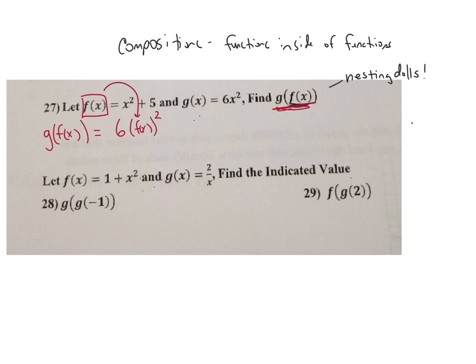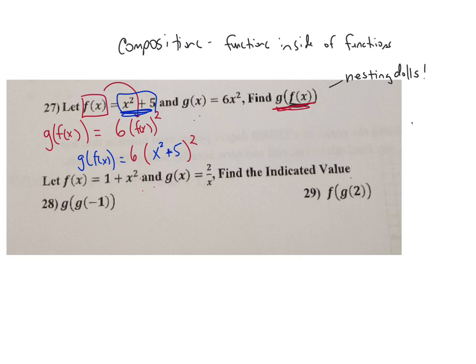Now, I don't know what f of x squared is unless, remember, I could rewrite f of x as x squared plus 5. So g of f of x is equal to 6 something squared. But instead of f of x, I'm going to put x squared plus 5. So now I put the first problem inside the second problem. Now I just have to do some math.